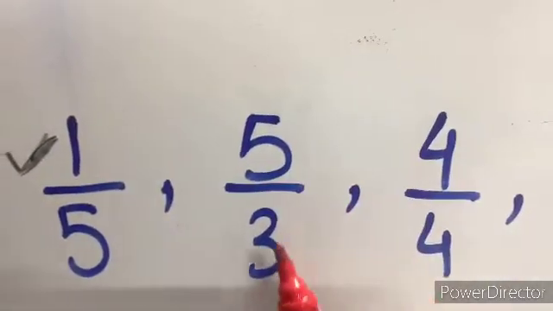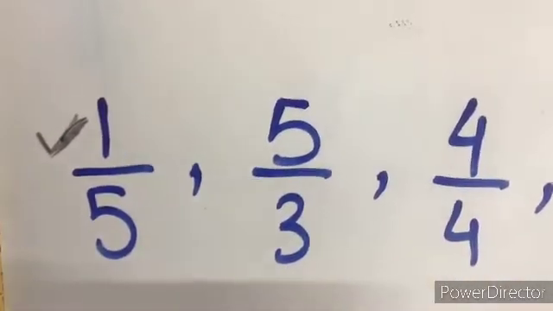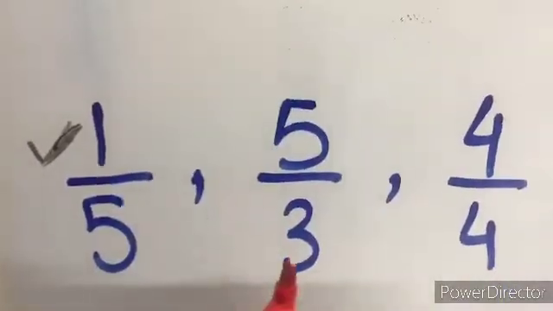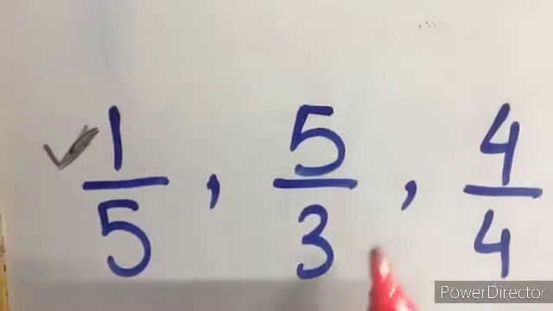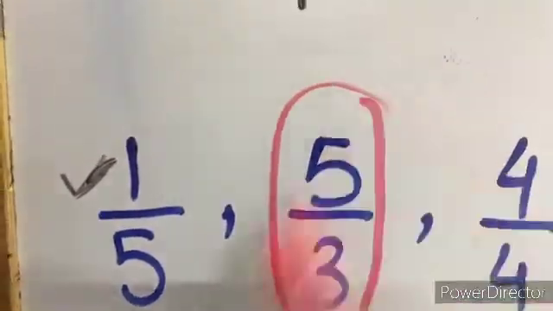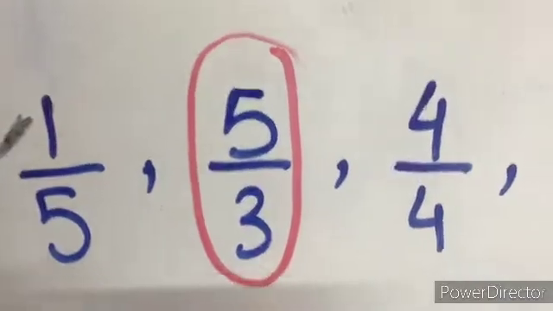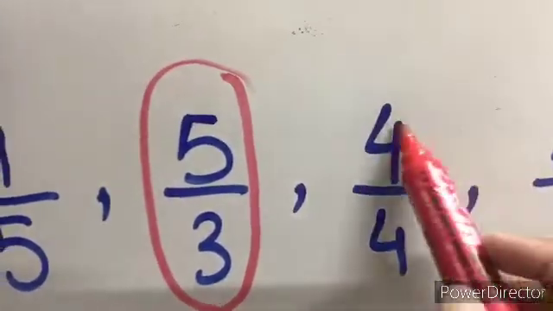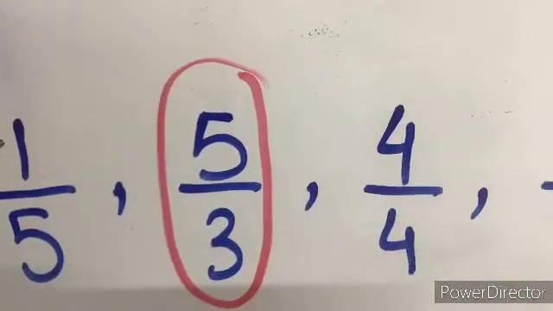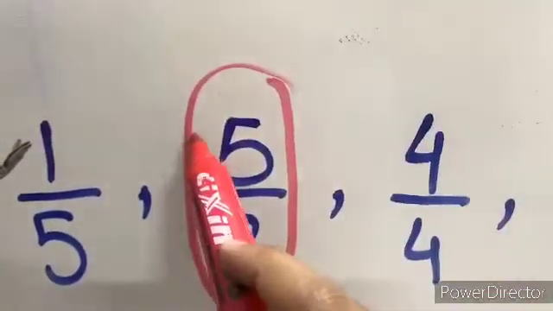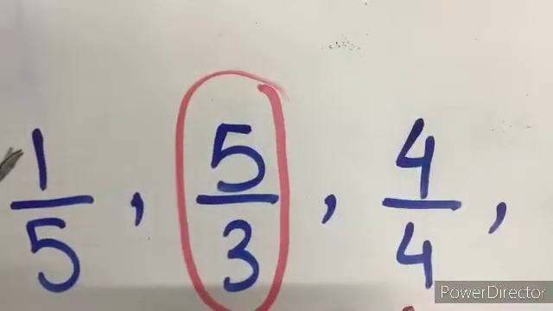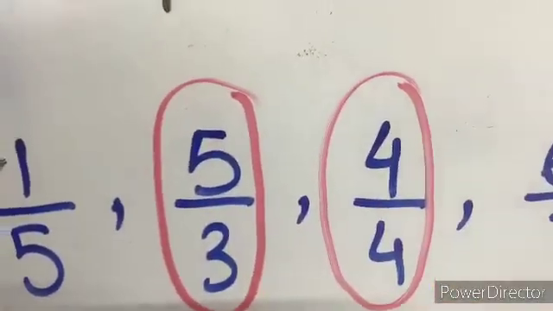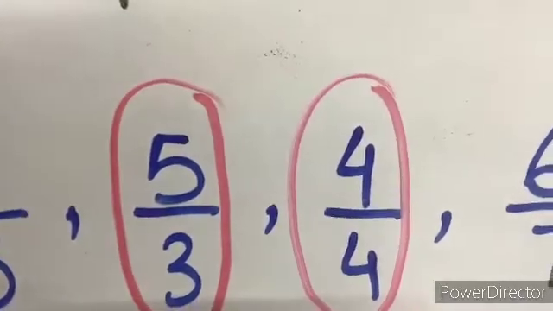5 by 3. The numerator is greater than the denominator. So, it will be an improper fraction. So, it is an example of improper fraction. So, you will circle it. Next, 4 by 4. As I told you, if the numerator is greater or equal to the denominator, it will be an improper fraction. So here you go. You will circle it. Now come to the next.